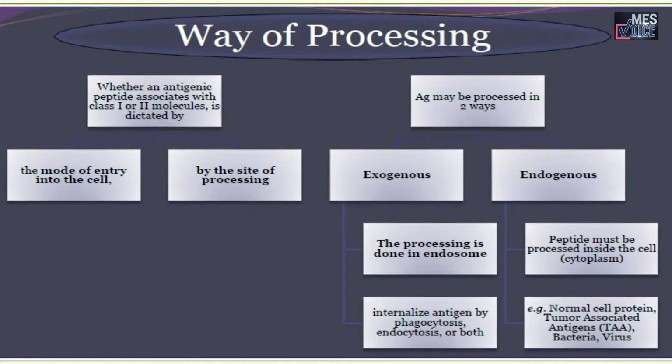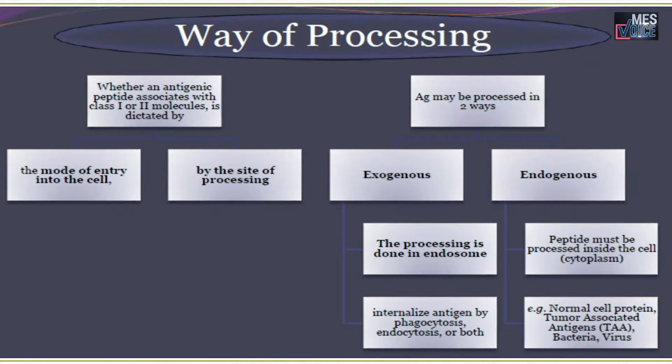The exogenous pathway happens if the antigen is present outside the antigen presenting cell, and the antigen has to be internalized or engulfed by processes called phagocytosis or endocytosis, and it is processed inside vesicles or compartments called endosomes. It is processed and presented on the surface of class 1 MHC molecule.